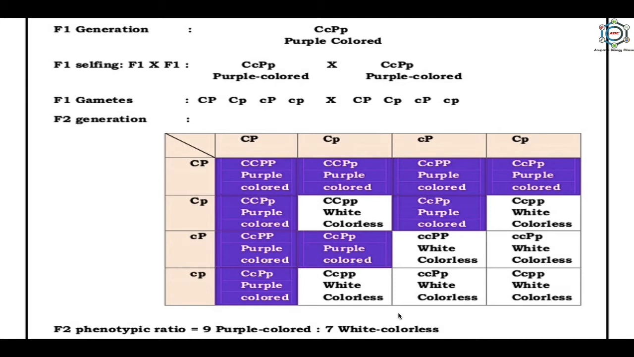A cross between capital C, small p and small c, capital P gives the F1 generation, all the plants of which are genotypically capital C, small c, capital P, small p, and phenotypically purple flowered, as they carry a gene for the raw material as well as the gene for the enzyme required to convert the raw material into the pigment.